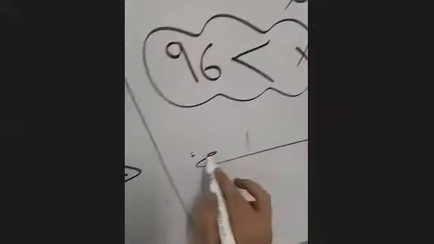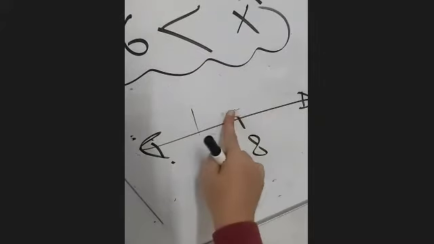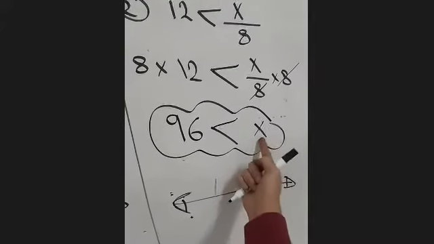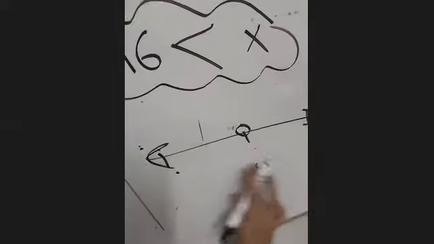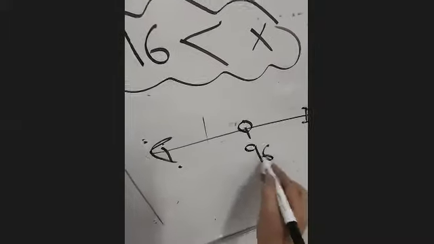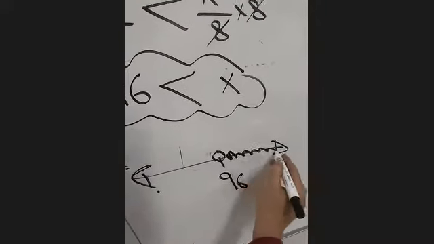We can graph it. To graph this, read it from the variable. Don't forget that. x more than 96. Here, open circle, not 8, but 96, the solution. x more than 96, here, to the right.